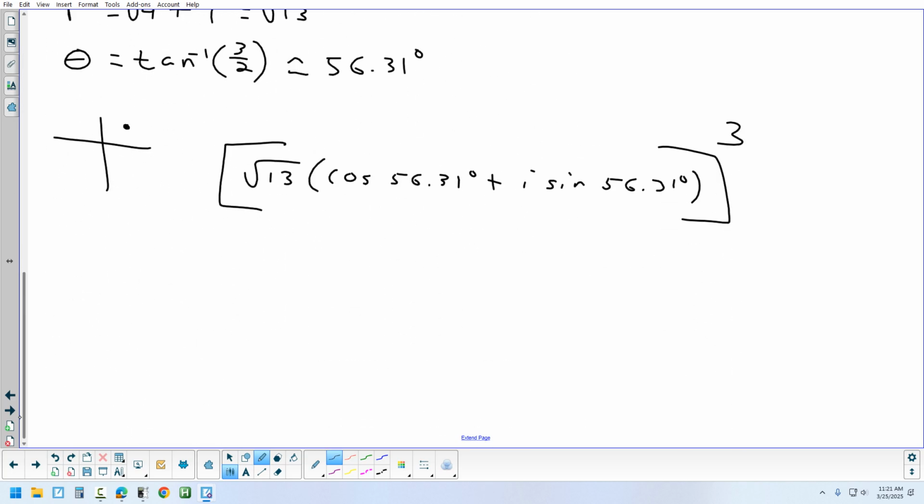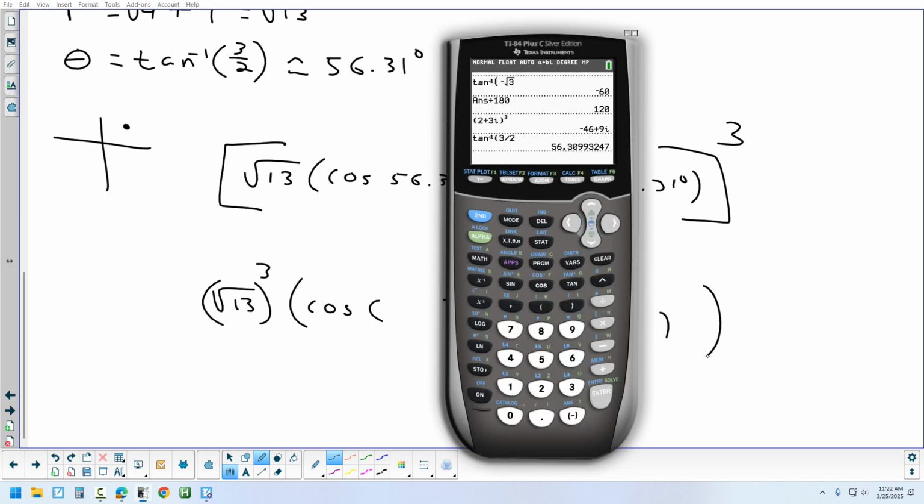I do 2 calculations. How do I get my new radius? Take the square root of 13 and cube it. That's your new radius. And then it would be cosine 3 times 56.31 plus i sine 3 times 56.31. Right, I got to multiply that 56.31 times 3.